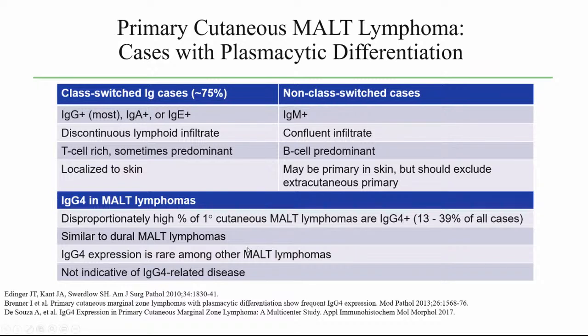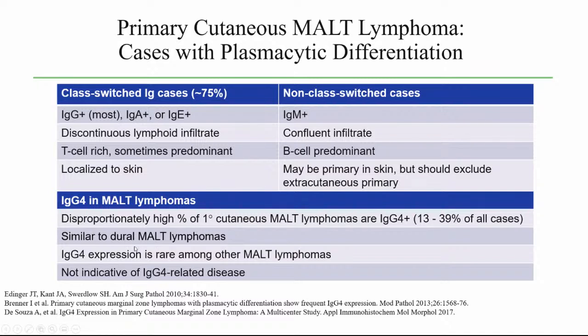Now, the case I showed at first expressed IgG4, and it turns out that there's a disproportionately high percent of primary cutaneous MALT lymphomas that express IgG4. IgG4, just based on serum, represents about 5% of the different IgG classes. And so to have anything more than about 5% of cases positive is really disproportionate. But in the skin, in different studies, between 13 and 39% of all cutaneous MALT lymphomas have been IgG4 positive. So not really sure why that's happening, but it is kind of a distinctive feature.